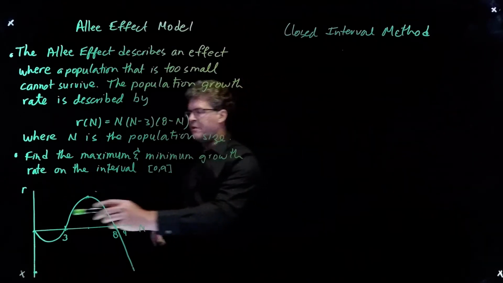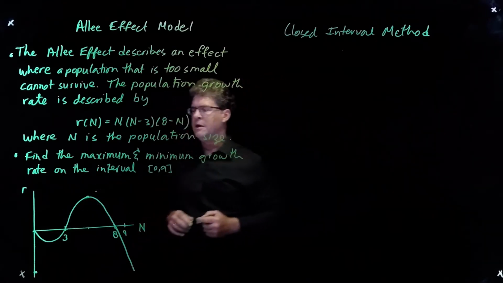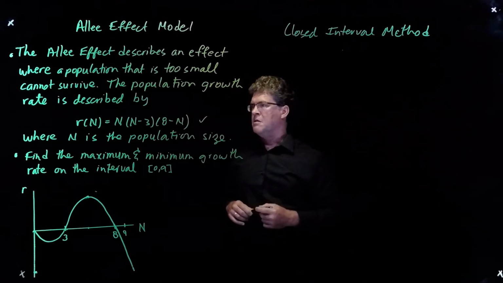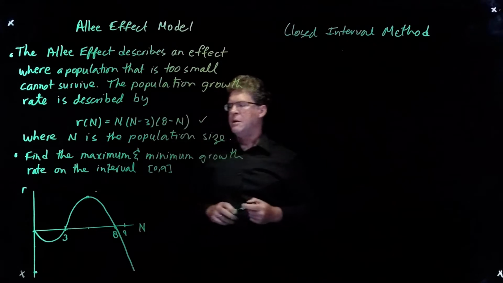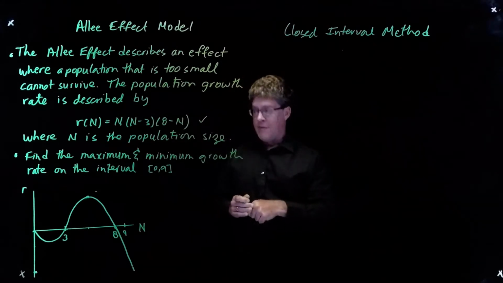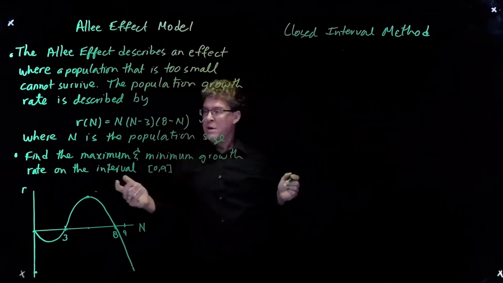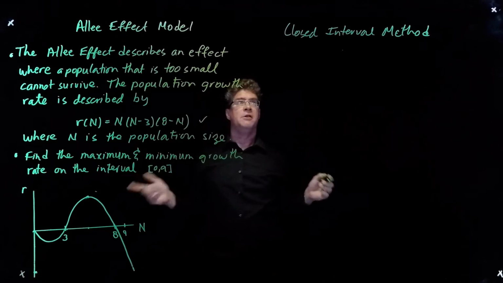And I've drawn out the function. It's a cubic function, and it has zeros at n equals 0, n equals 3, and n equals 8. And the question asks us to find the maximum and minimum growth rate on the interval 0, 9.